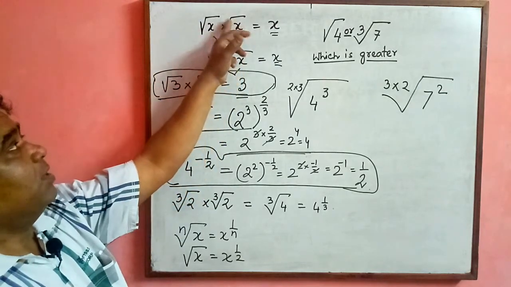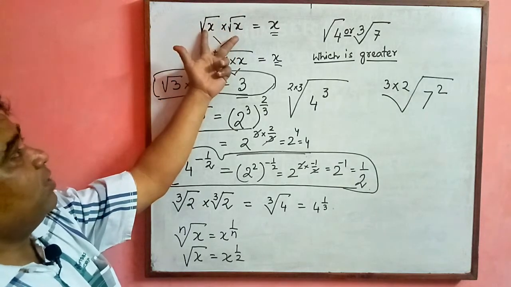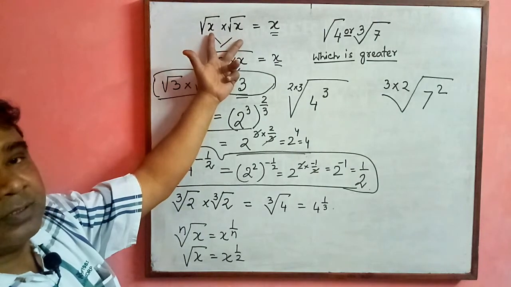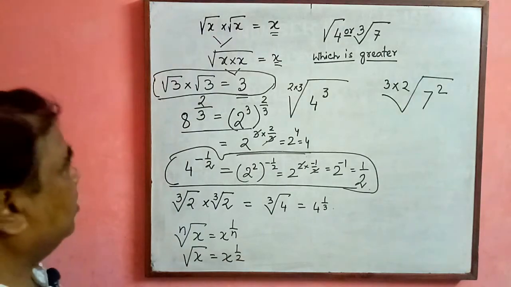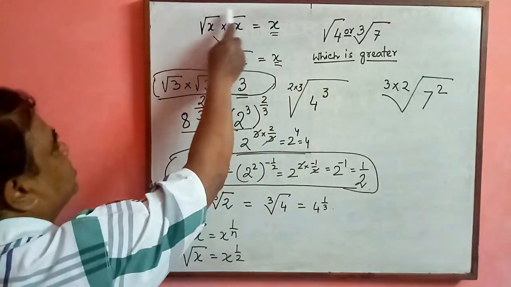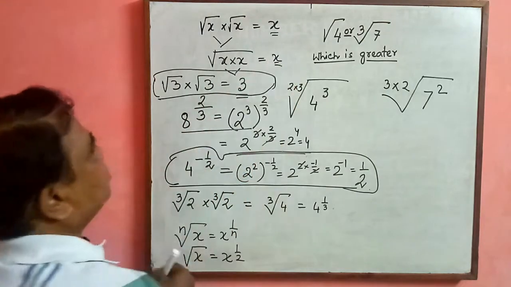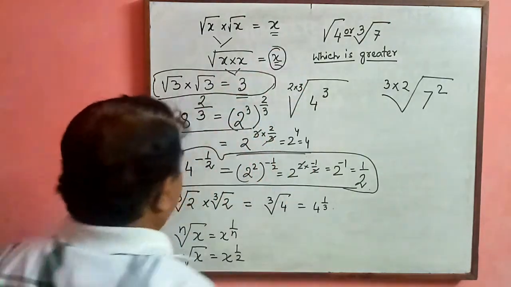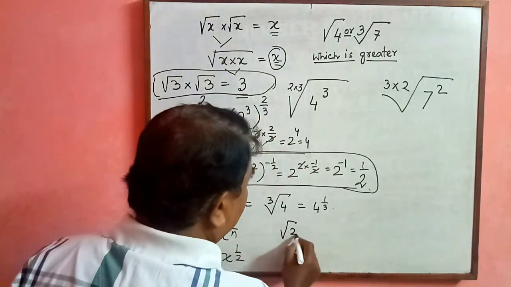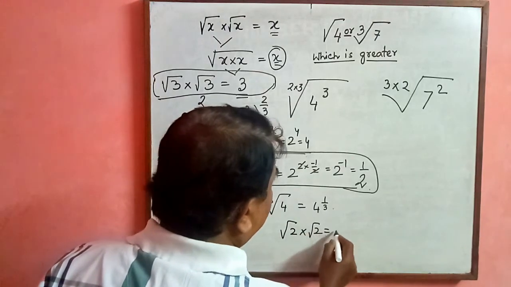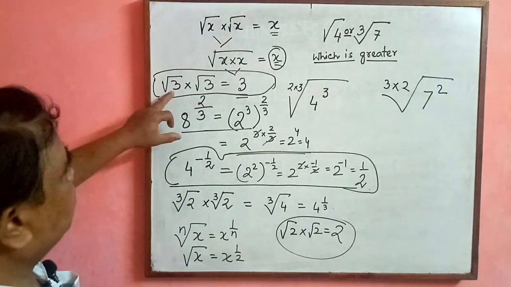Now here, under root x into under root x, if the roots are the same, nothing is written on the square root. For square root we know there are two equal factors, one is root, so root x into root x is x. Simply, this is under root, both the same, so under root x into x, for two factors, one comes out. So this is our answer. Root x into root x is x. Similarly, root 2 into root 2 is 2. Same, root 3 into root 3 is 3.